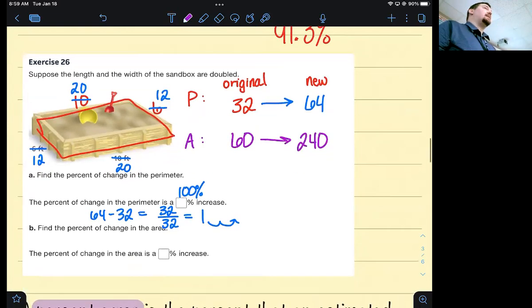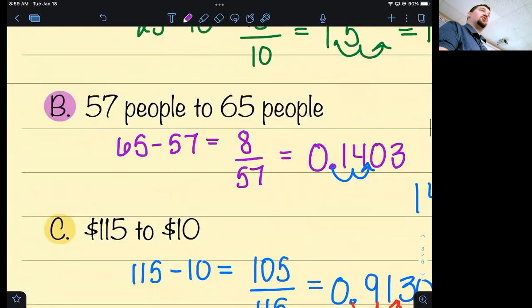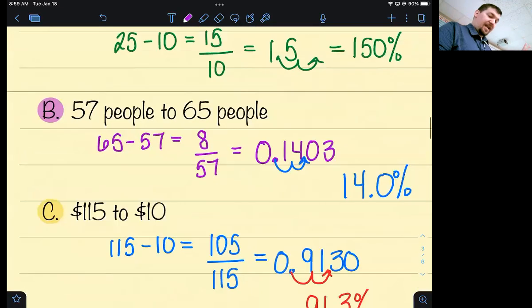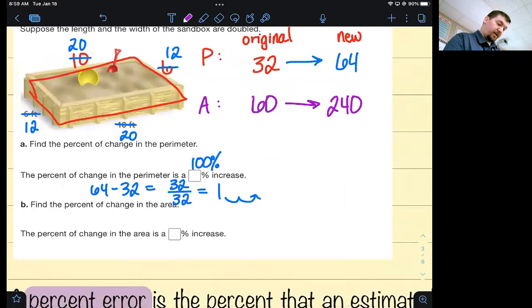Okay. I only need 2 numbers, right? Just like we need up here. I only needed 2 numbers to find my percent change. I needed the original number and I needed the new number. Now I have them both. So if you go from 60 to 240, what's that a difference of?